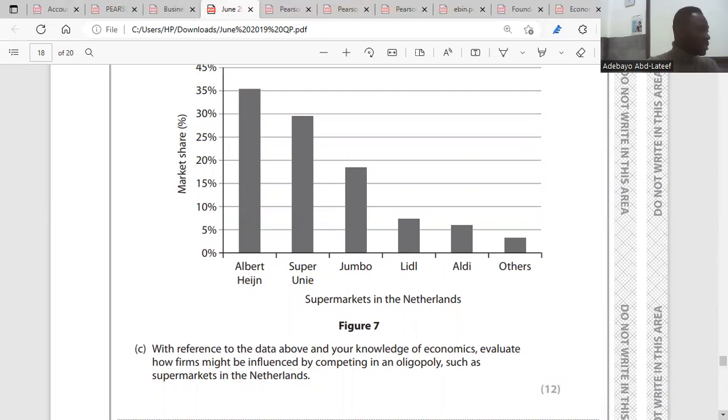The third reason is that firms in this situation might be able to invest more on advertisement. The larger firms might be able to invest more on advertisement. And if they can do that, smaller firms trying to come in might find it difficult to spend so much on advertisement. These are the influences of oligopoly.